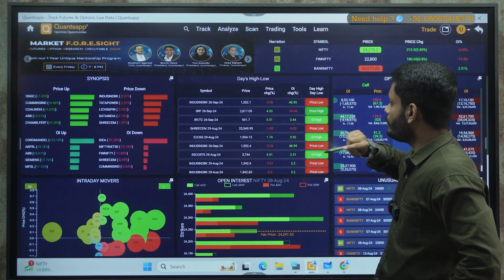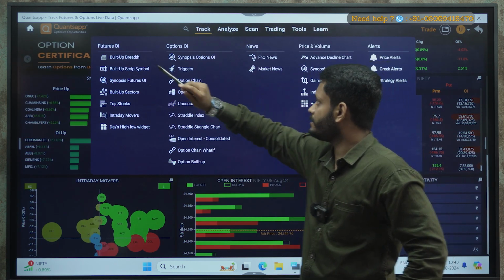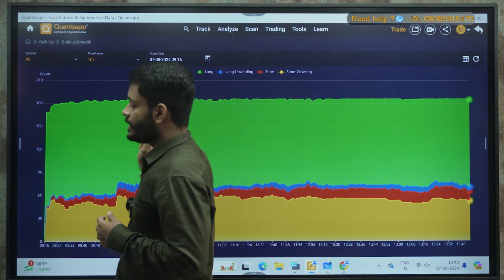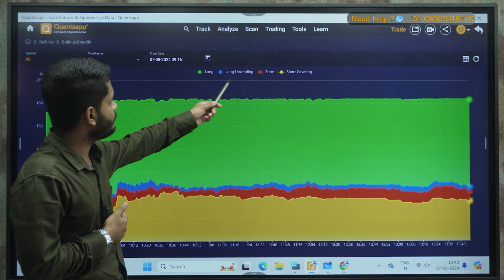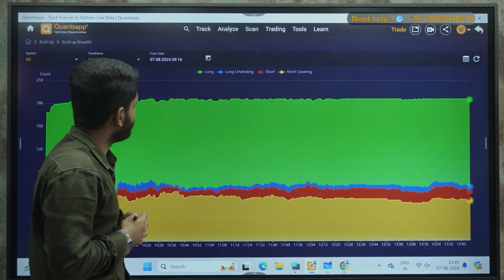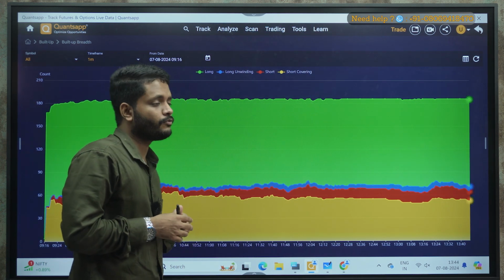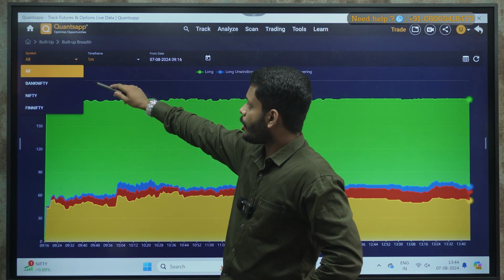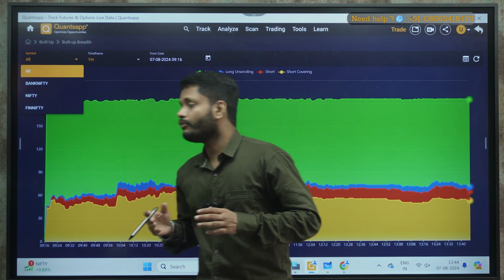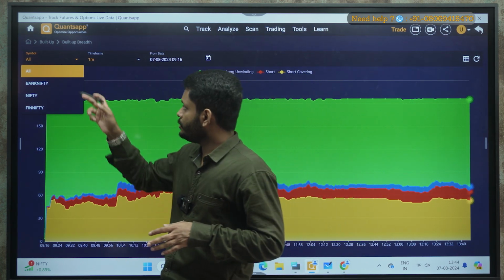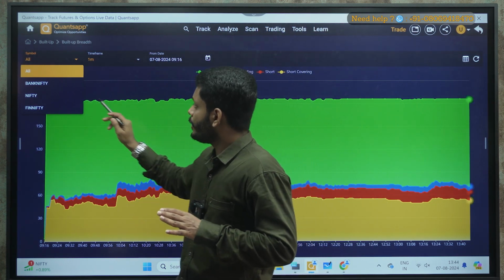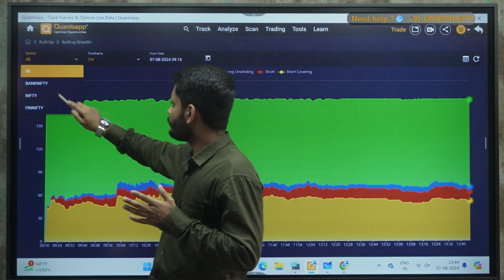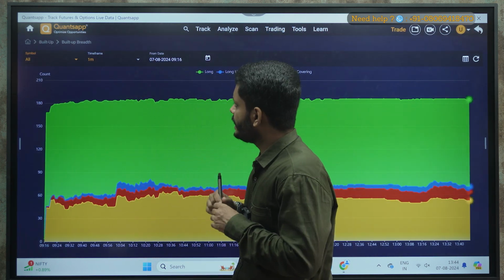Now let us go to build up breadth. Let me go to Track and then Build up Breadth. So what is build up breadth? Here the color coding is given for long, long unwinding, short and short covering: green for long, blue for long unwinding, red for short and yellow for short covering. Now, can you check the symbol? It shows all: Bank Nifty, Nifty and Fin Nifty. If you want to check specifically Bank Nifty or Nifty or Fin Nifty, you can definitely do that. But as of now, for gauging the overall market, I will keep it as all.